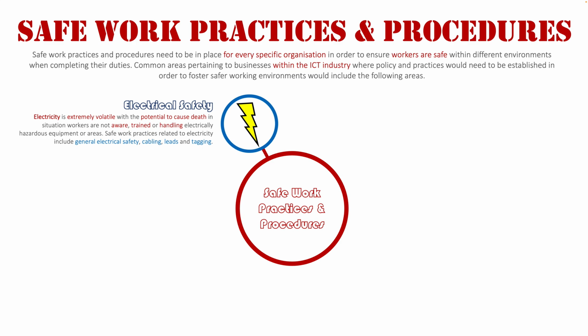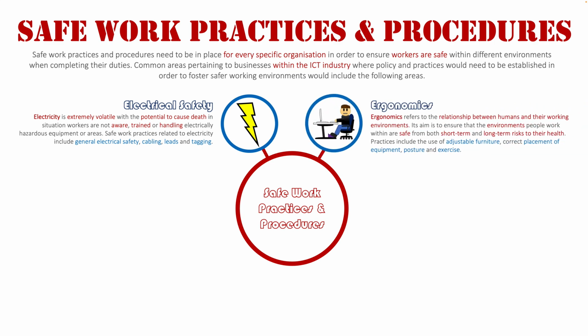Safe work practices related to electricity include general electrical safety, cabling, leads, and tagging. So they are all procedures there that can be done in order to ensure that the electrical hazard can be maintained if we monitor those areas of electrical safety, cabling, leads, and tagging. So you'll see this in all the actual areas that pop up. The words written in blue are kind of our strategies for addressing these areas.